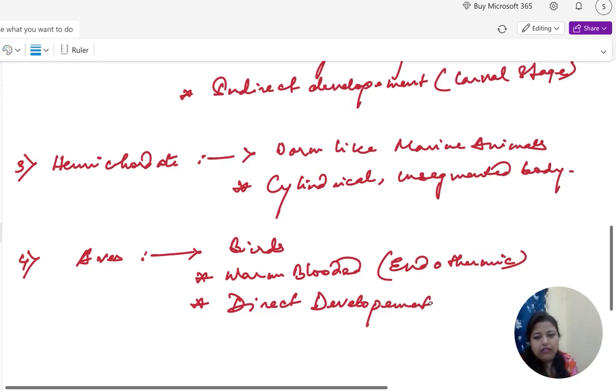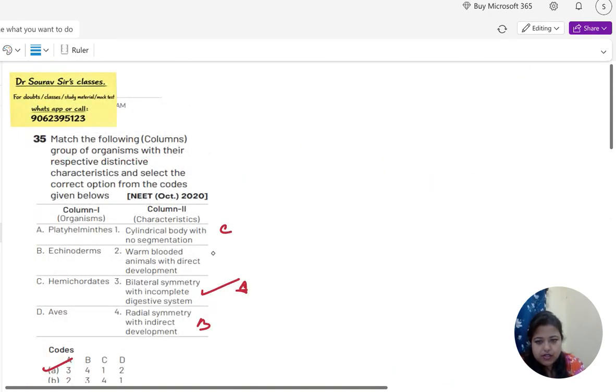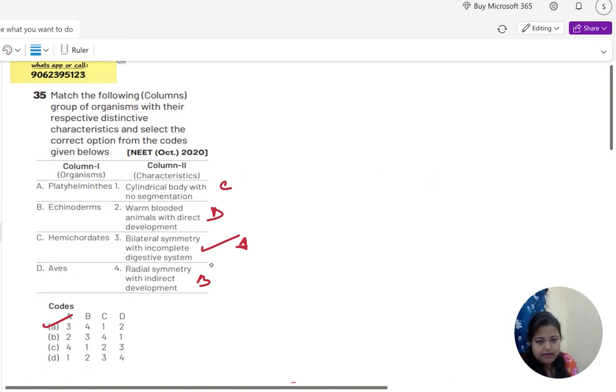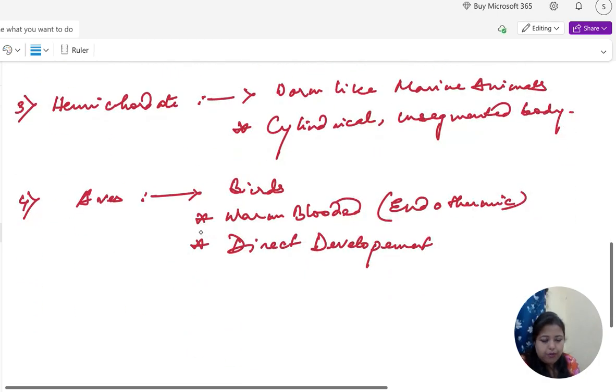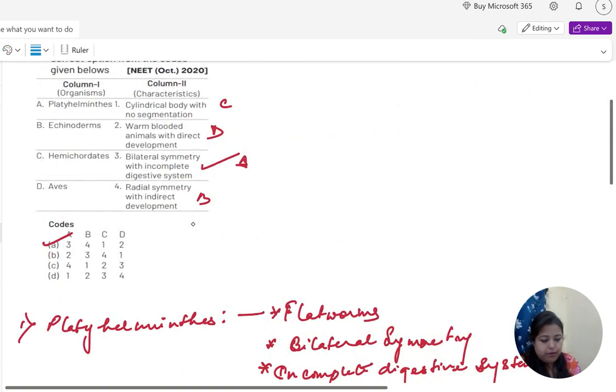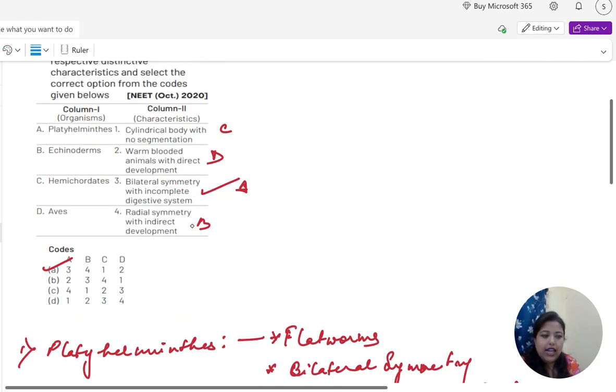So basically we have done all the options. Now for platyhelminthes, you can remember no anus is a thing. For echinoderms, you can remember radial or larval stage. For hemichordates, you can remember simple worm-like, and for aves, you can remember endothermic, and nothing more to remember over here. This was that level easy.